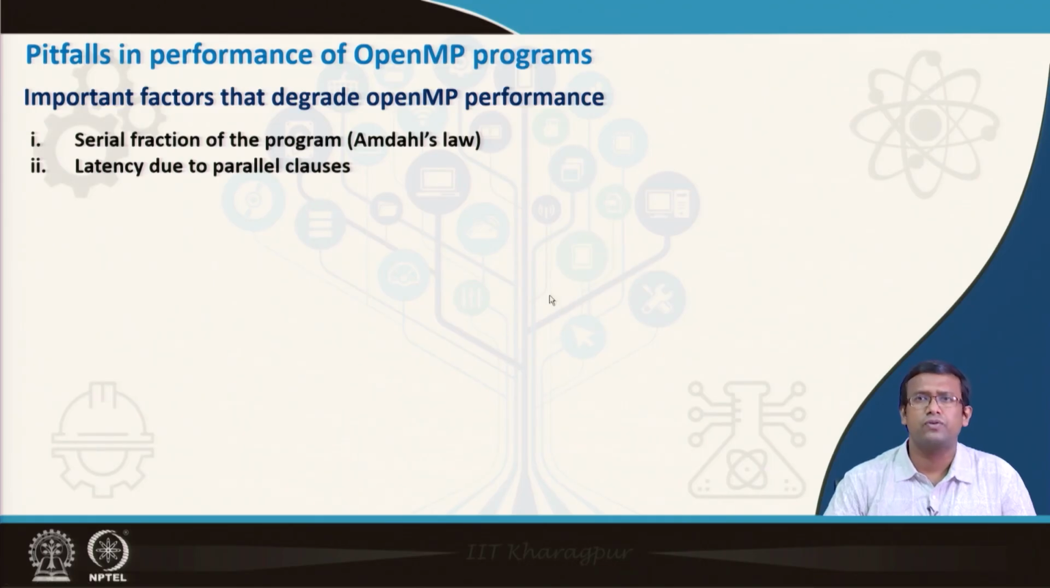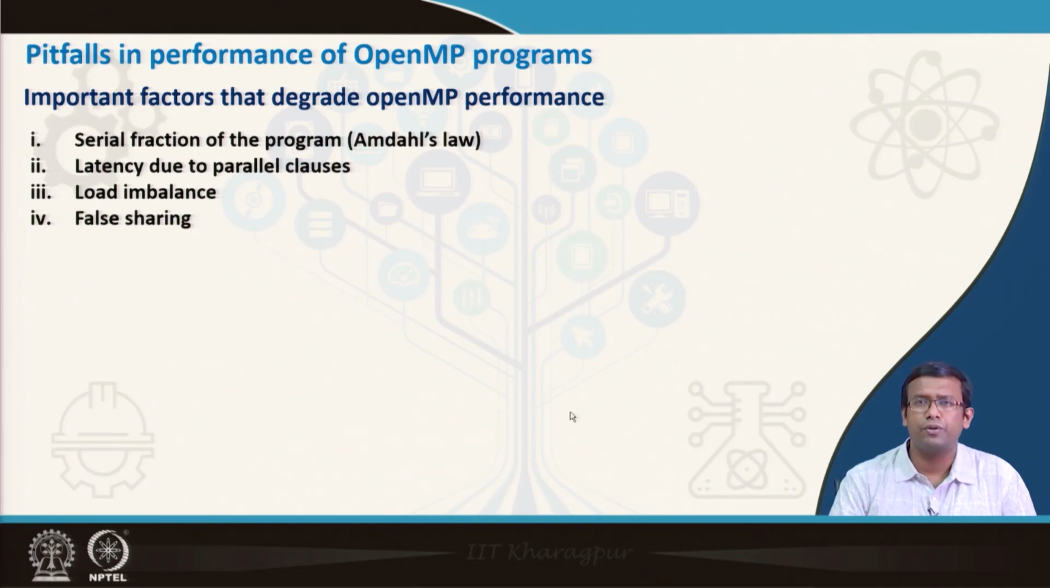Latency due to parallel clauses. When we call a parallel clause, there is latency. In the sense, if we have not done the proper load balancing, some of the processors will be done with their work, some will be waiting, so there will be latency for the processors who have finished their job but are waiting for the other processors who are still working. There will be some other parallel overheads also, in terms of distributing the job, in terms of synchronization, etc. So this is another part which can degrade the performance. Load imbalance also can contribute to latency. This is of course an important issue.